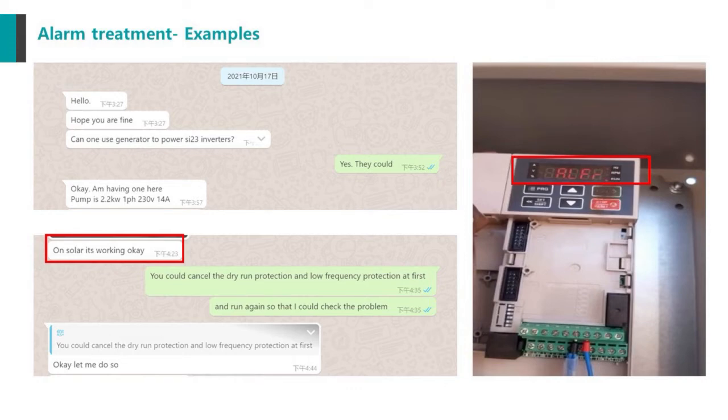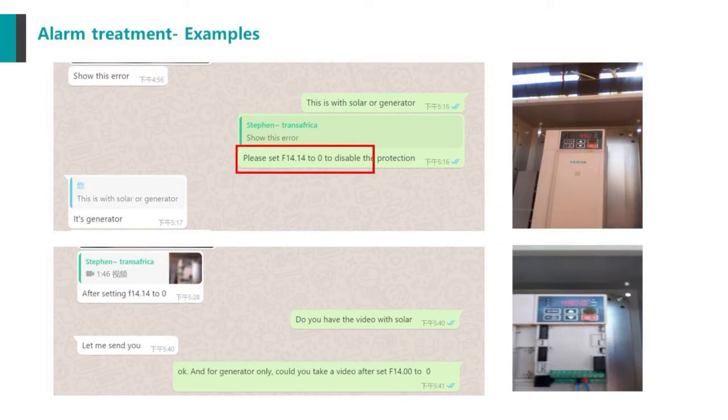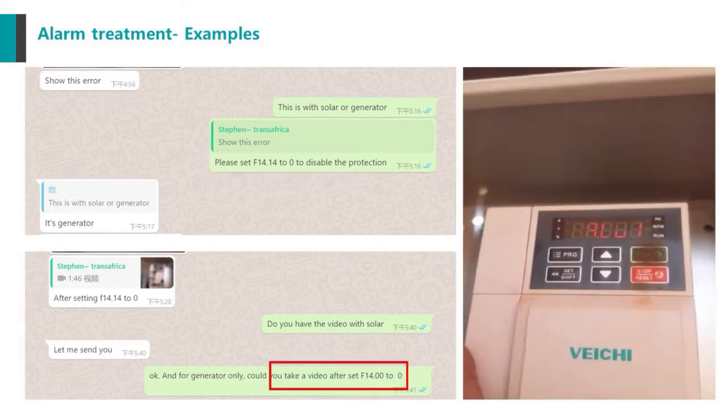That means I already told him to cancel this protection, but he may have set some other parameters, so this protection is still valid. So I asked him to set F14.14 to 0 directly to disable the protection. After that, he told me the inverter shows a new fault display, and we could see it is A.LU1. A.LU1 is a low voltage alarm.